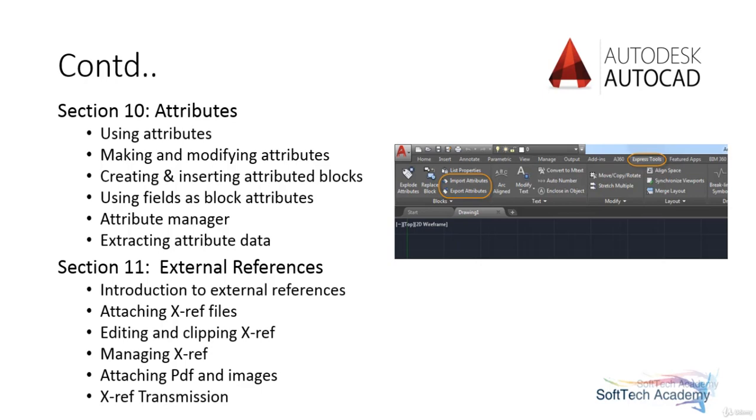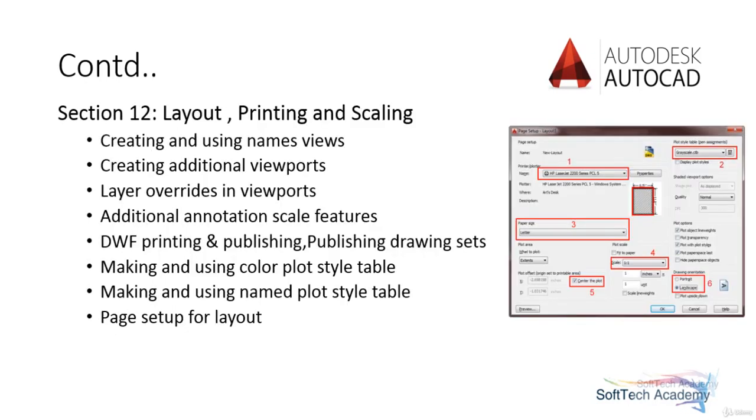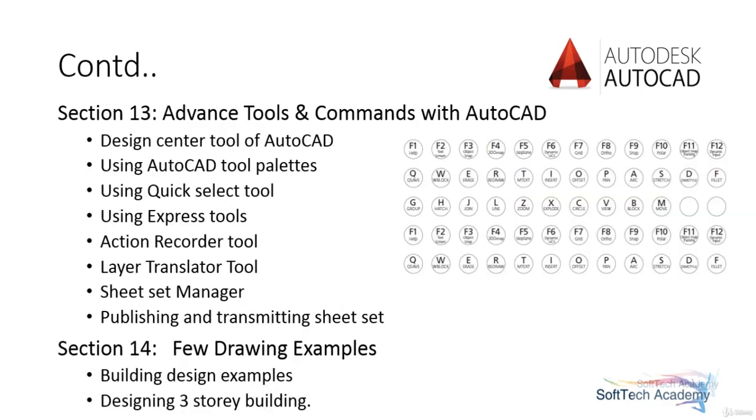Section 11 is external references. We will have different features with external references, like attaching XREF files, XREF management, and transmission. Section 12 is layout, printing, and scaling. In this section, we will see how the drawings can be printed out, and what the sizes and format will be. We can also publish the drawing, and export the drawing in different formats like PDF and other formats, which can be printed later.